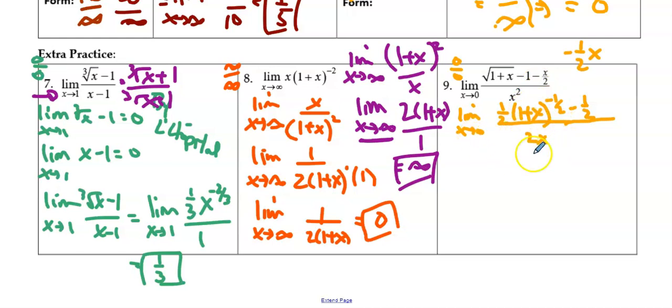We're good. So the denominator is also going to be 0. If I put a 0 in here, this whole thing is 1, so I've still got 1/2 minus 1/2. So we have to do L'Hopital one more time.